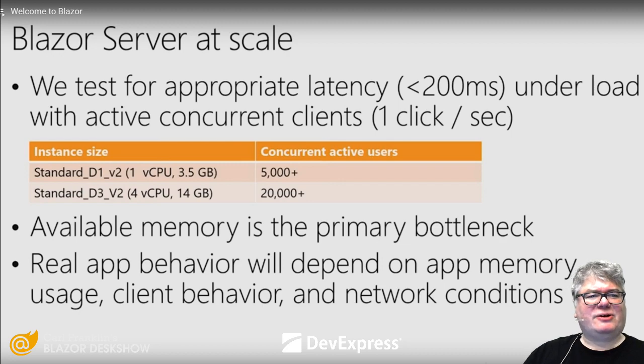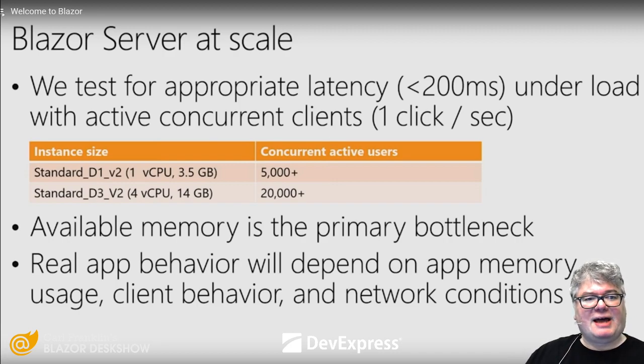So with active concurrent clients, they were doing 1 click per second, and this was a real application. The overhead, if I remember, was 165K, something like that, 185K per client. But it wasn't just a counter click, is what I'm getting at. A real application, and they found that with the standard D1 V2 configuration of server on Azure with 1 virtual CPU and 3.5 gigs of RAM, they were able to support 5,000 plus comfortably. So 5,000 concurrent users, and that's without any SignalR scaling or anything. That's just in the box.